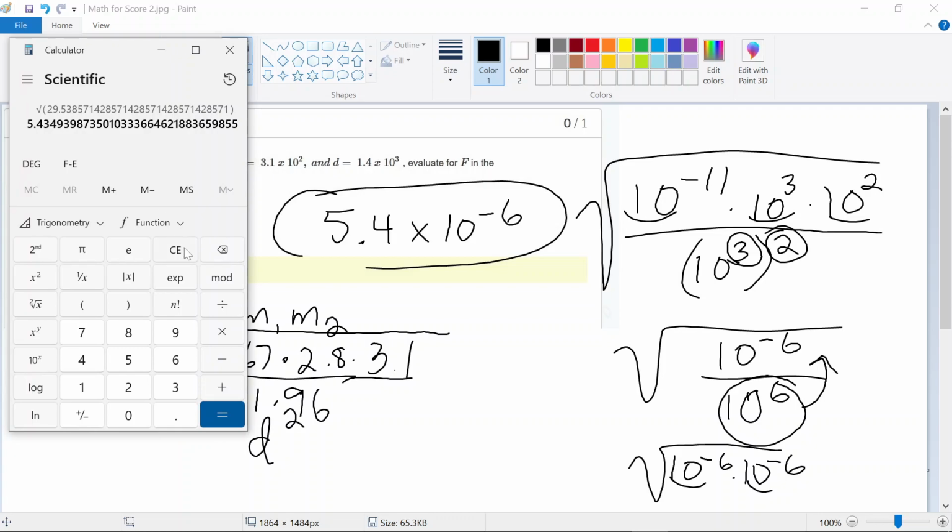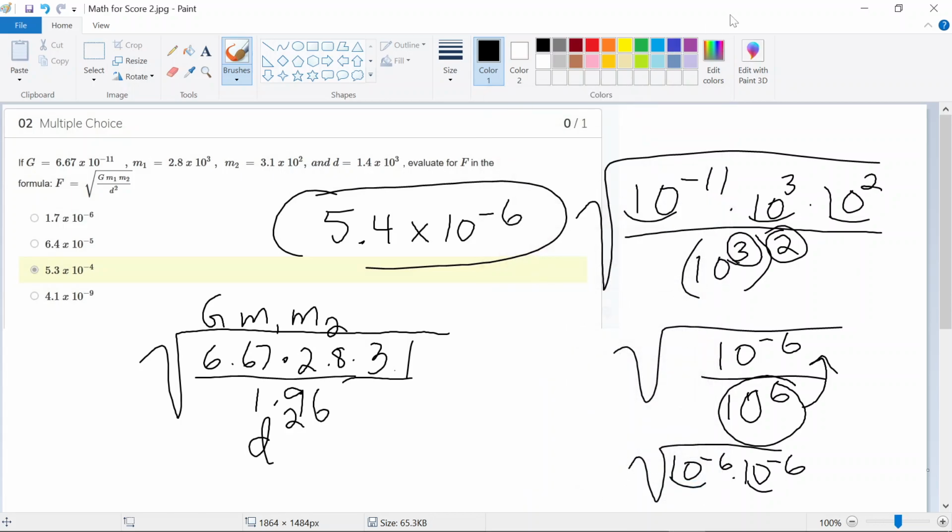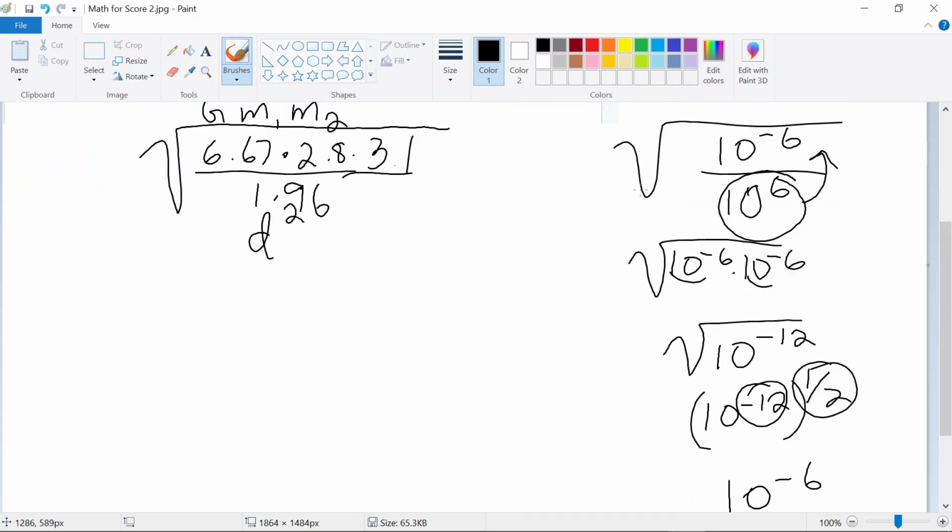So I will do it on my calculator. 6.67 times 2.8 times 3.1 divided by 1.96. And then I want to take the square root thereof. Comes out to 5.4349, etc. So this is 5.43 or 5.4. All the answer choices have only one number after the decimal, 5.4.